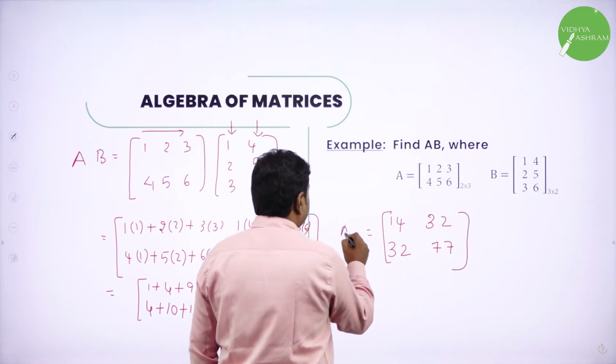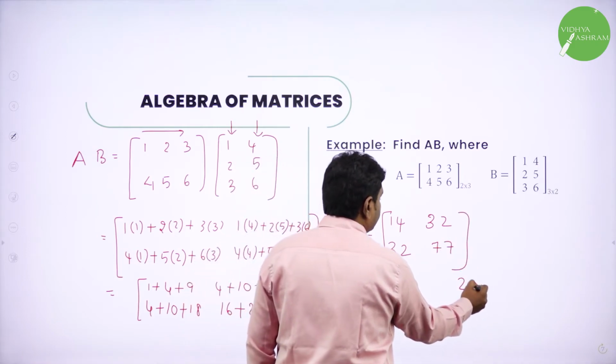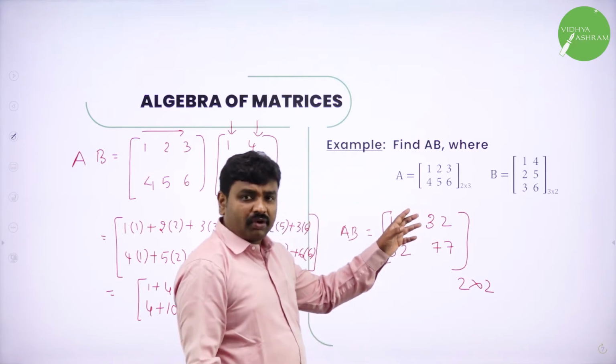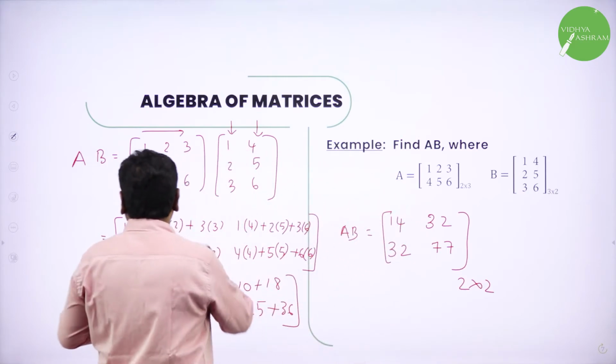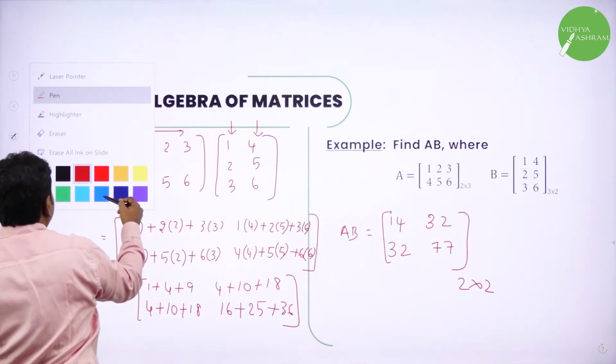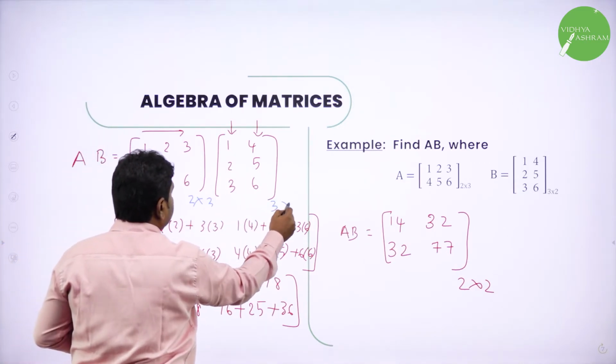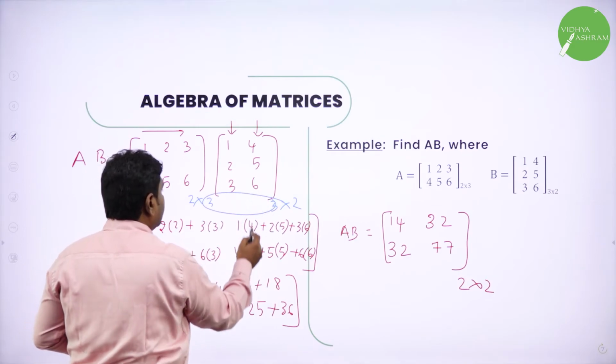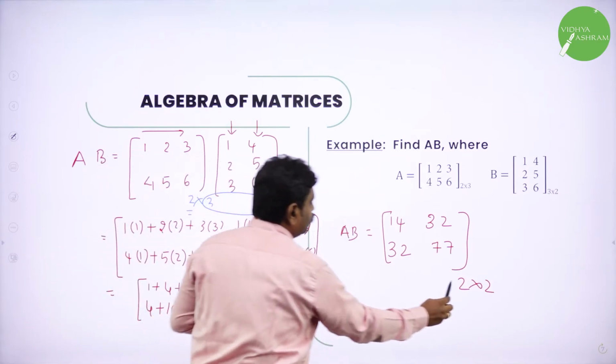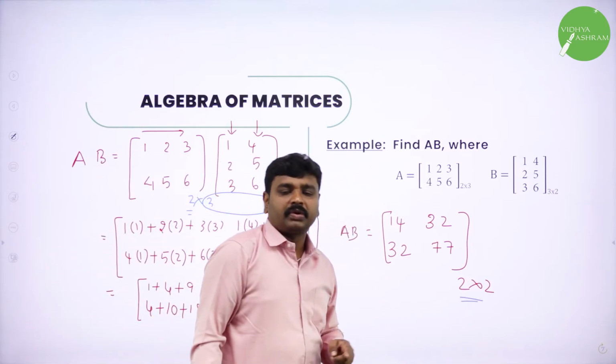So you got AB. And what is the order? 2 cross 2. Before we start, first we should check the order. That's what I have done, and then I proceeded. So what is the order? This is 2 cross 3. What is this? 3 rows, 2 columns, 3 cross 2. I can multiply. After multiplying, I should get the remaining numbers. That is 2 cross 2.